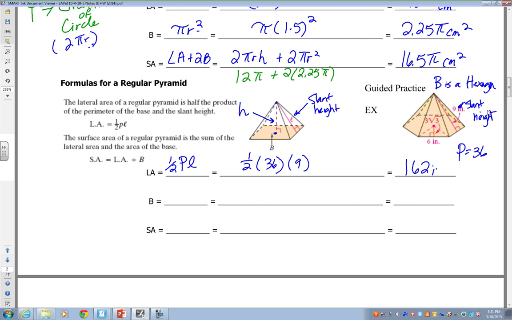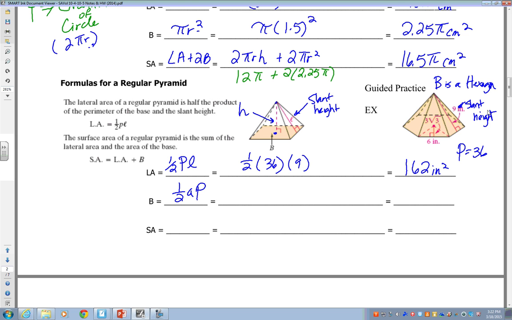162. The L? That's the symbol for slant height, yeah. 162 inches squared. Now, what does the capital B represent again? Area of the base. Our base, we know, is a hexagon, so the formula to get the area of this base is going to be 1/2 the apothem times the perimeter.